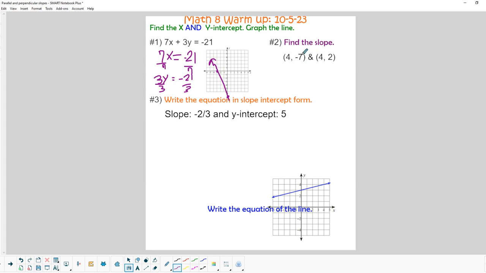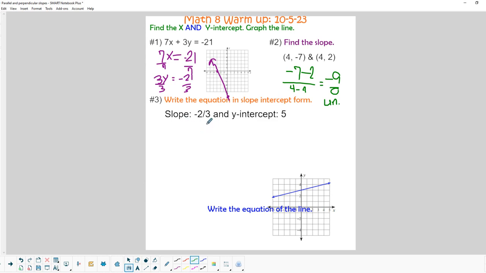All right, the next question, find the slope. So we're going to do last minus last, so -7 subtract 2, and first minus first, 4 minus 4. Well, that results in a 0 on the bottom. So whenever you have 0 on the bottom of your slope, doesn't matter what's on top, you're going to have undefined slope. So this is going to be undefined slope.